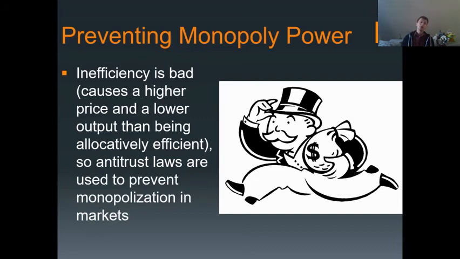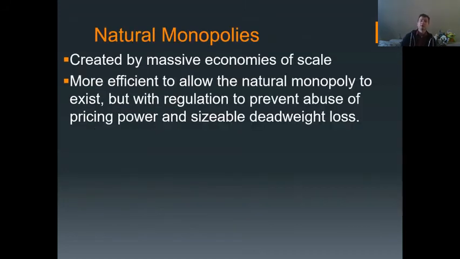So frequently you'll have antitrust laws used to prevent monopolization in markets. You also have natural monopolies. Now, natural monopolies are kind of necessary. These are created by massive economies of scale, with such high barriers to entry that it's difficult to actually have any sort of competition. So it's much more efficient to allow the natural monopoly to exist, or to help set it up even. But you do want some regulation to prevent abuse of the pricing power and decrease some of that deadweight loss.